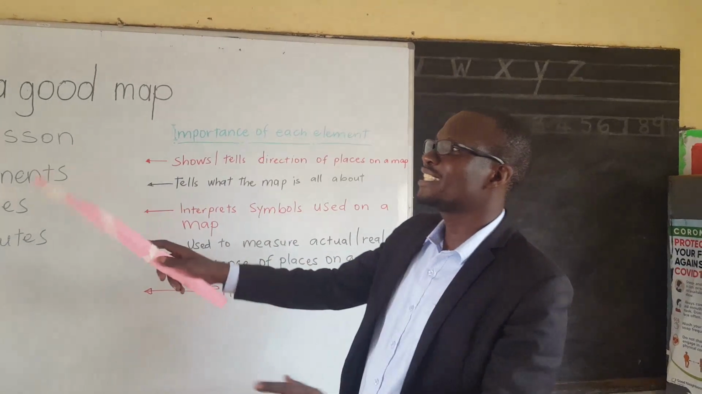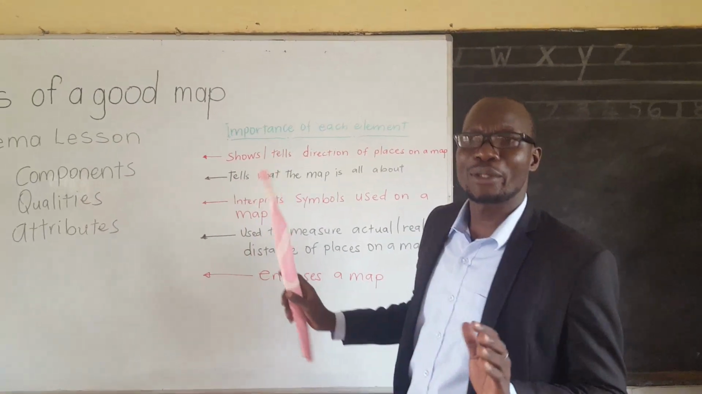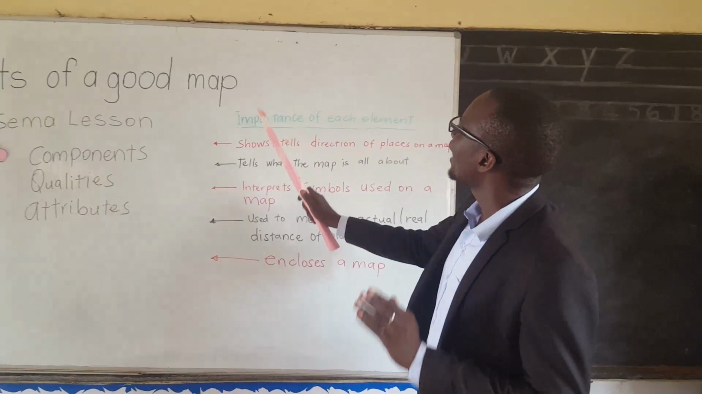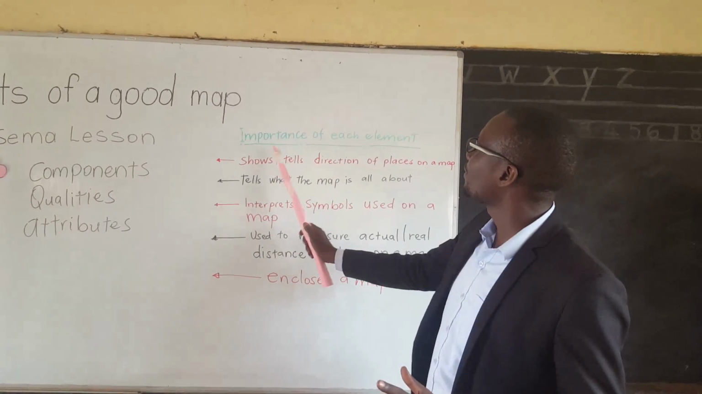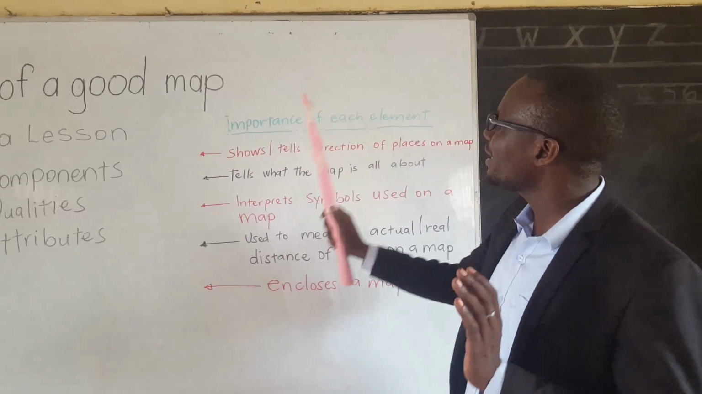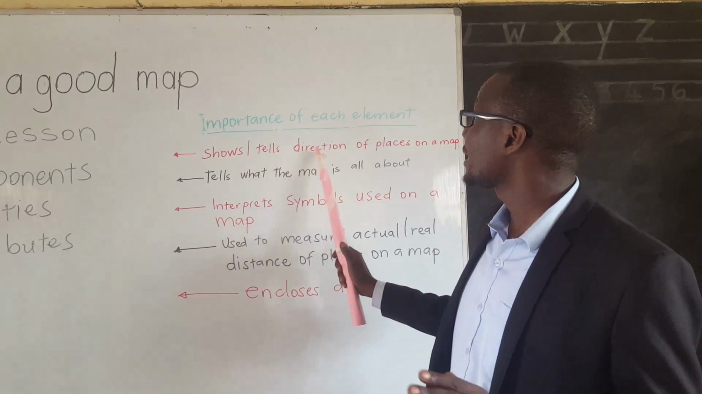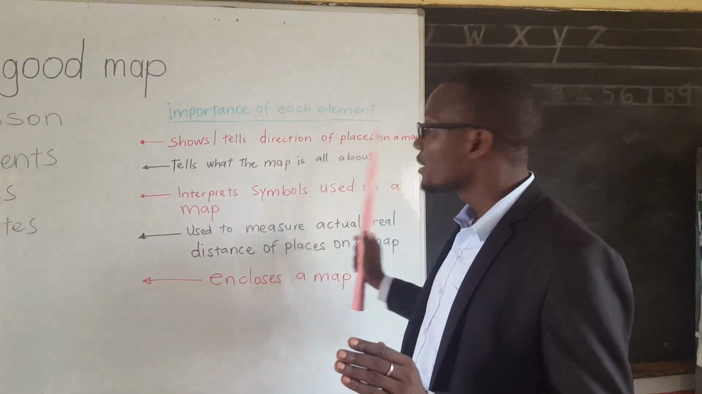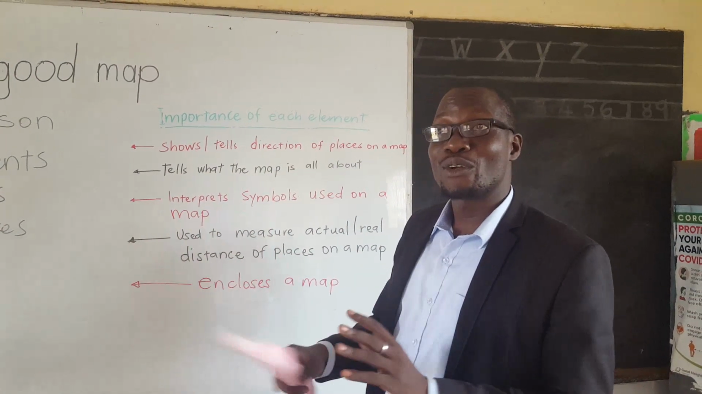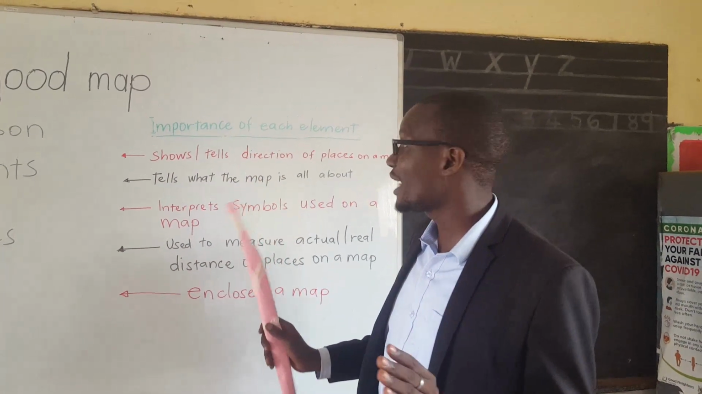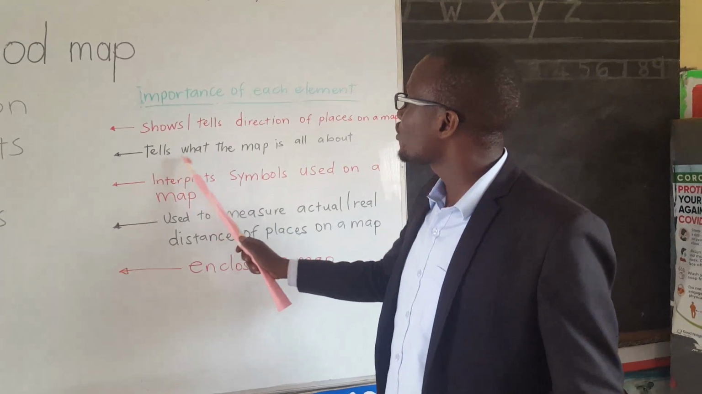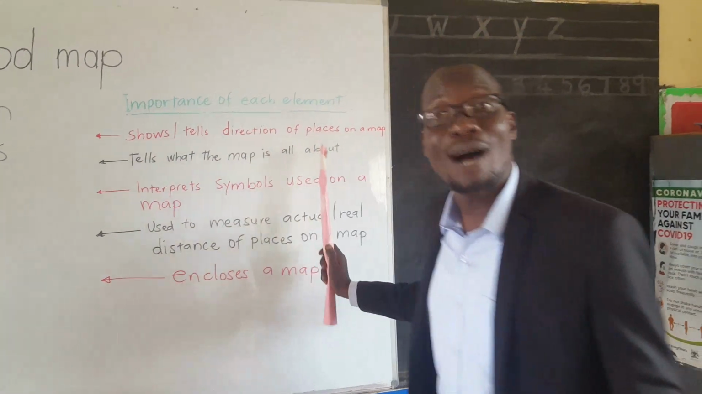Good, we have seen those elements, how they look on the map. Now let's look at how important they are on the map, the importance of each element. There is an element that shows or tells direction of places on a map. If you want to know the direction of each place, there is an element you have to look at. There is an element that tells what the map is all about.